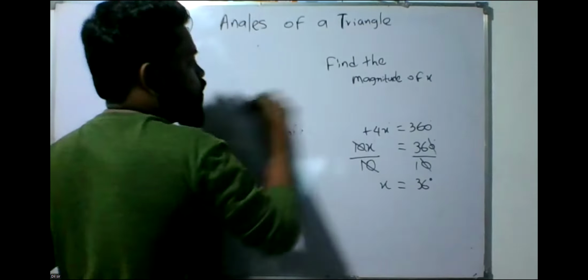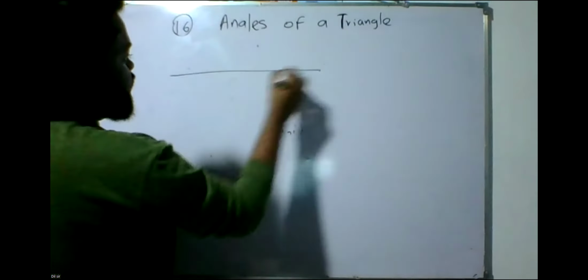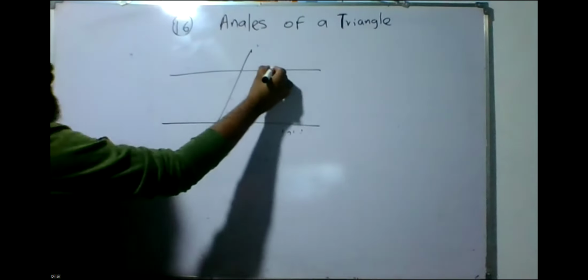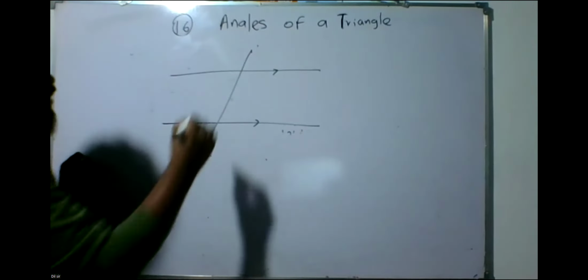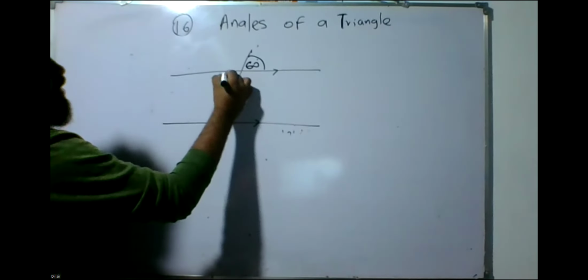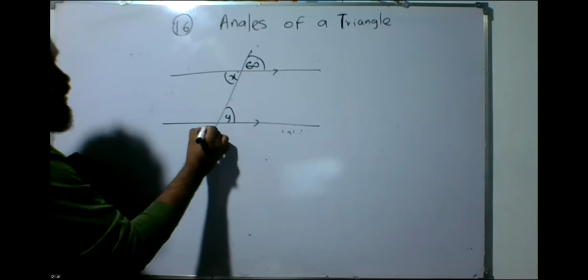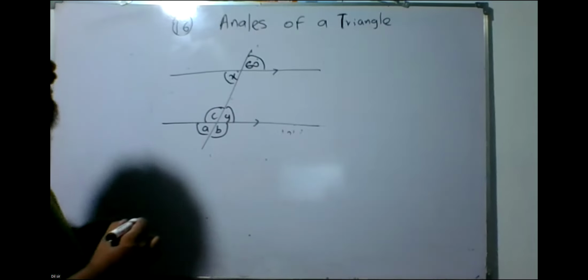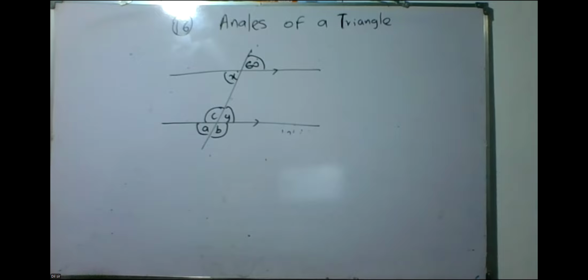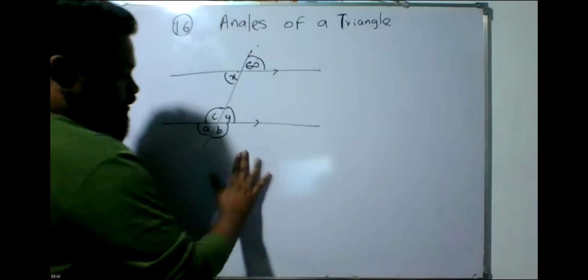Okay. Two parallel lines. This one is 60. This is x. This one is y. A, B, C. Right. The question is this: find the magnitude of each of the angles denoted by English simple letters. You need to find all the angles denoted by letters.